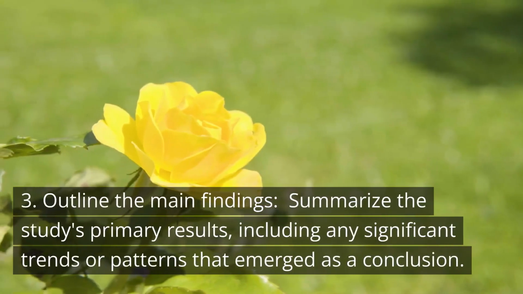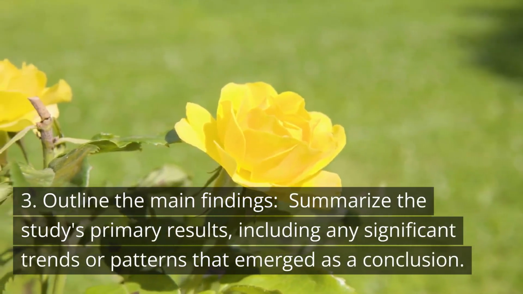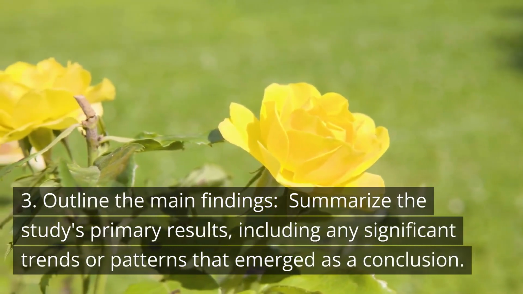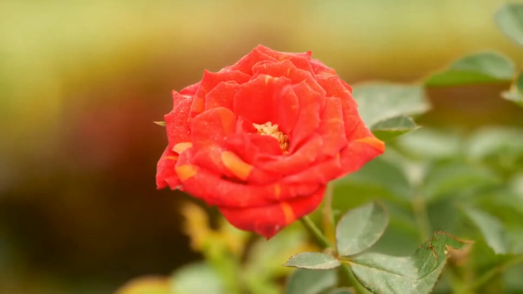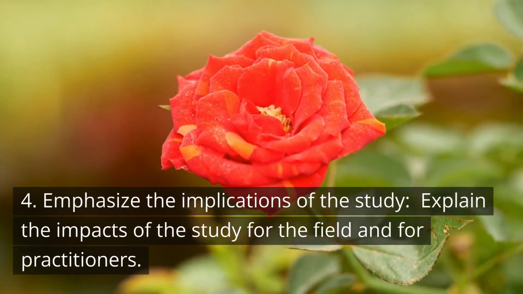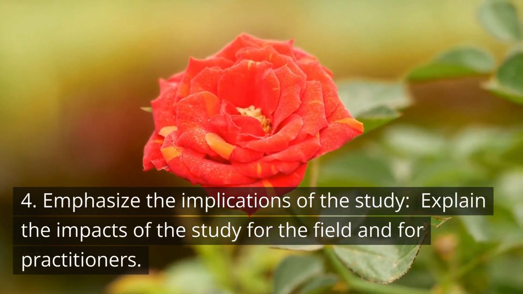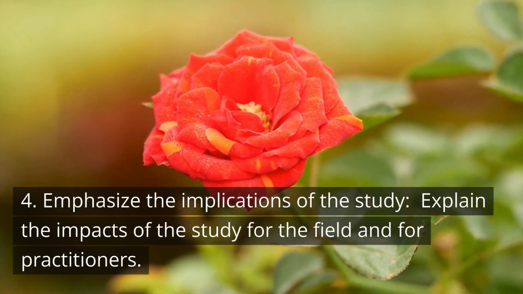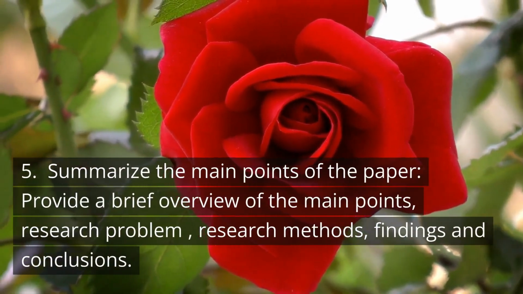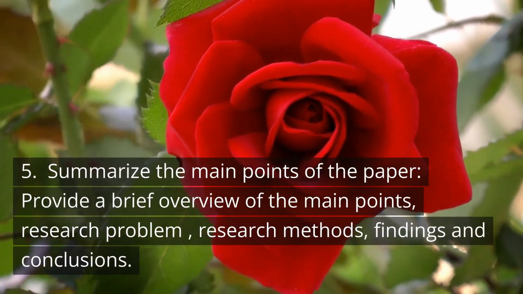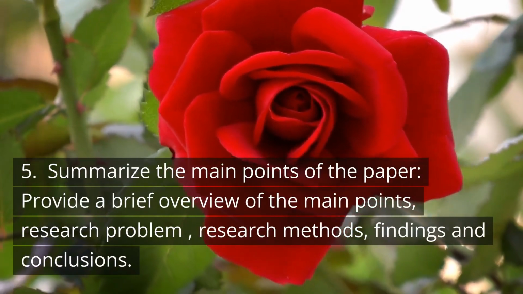3. Outline the main findings. Summarize the study's primary results, including any significant trends or patterns that emerged as a conclusion. 4. Emphasize the implications of the study. Explain the impacts of the study for the field and for practitioners. 5. Summarize the main points of the paper. Provide a brief overview of the main points, research problem, research methods, findings and conclusions.